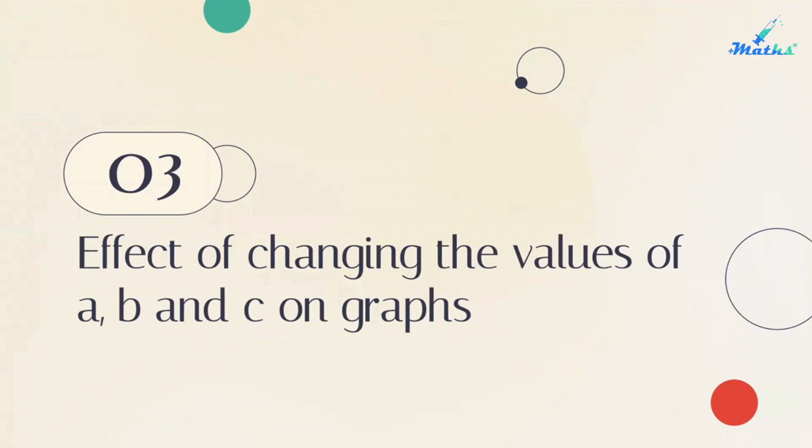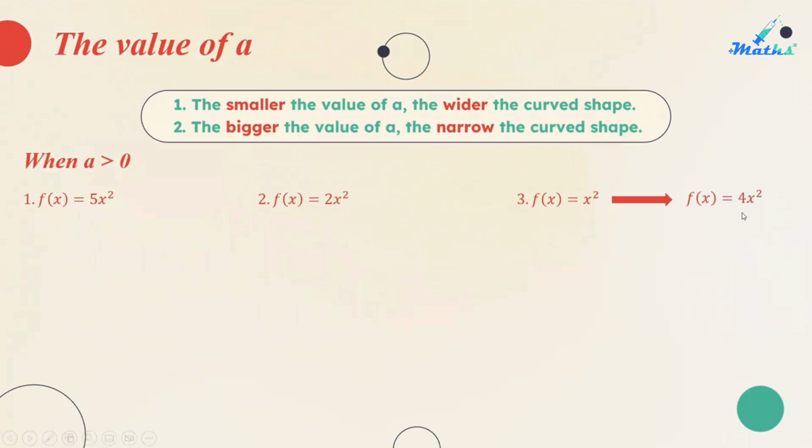Next, we proceed to our third topic, the effect of changing the value of a, b, and c on the graph. Okay, let's see the first, the value of a. Let's see the content here. The smaller the value of a, the wider the curve shape. The bigger the value of a, the narrower the curve shape.